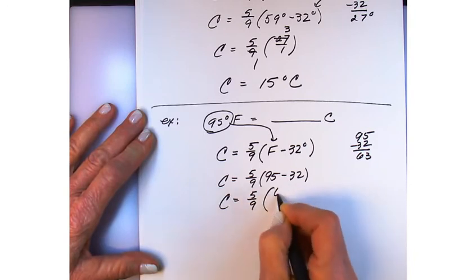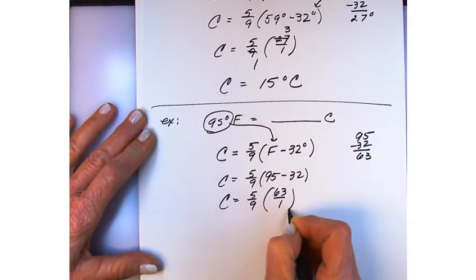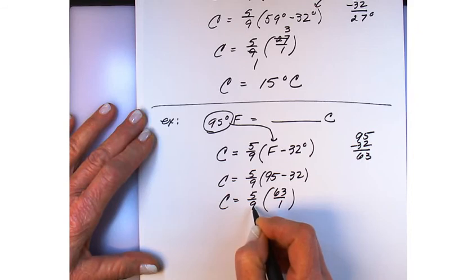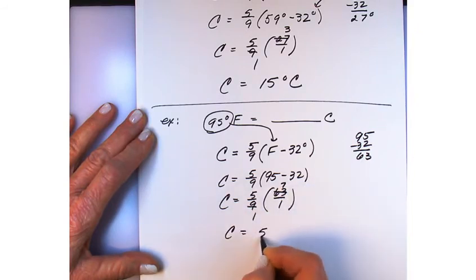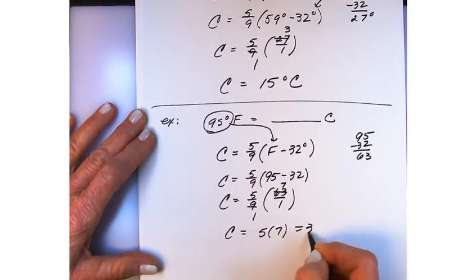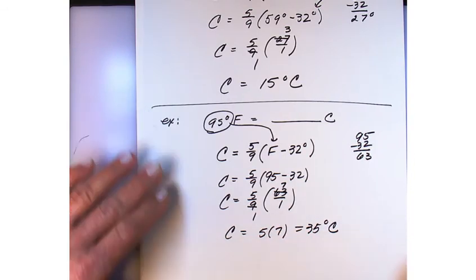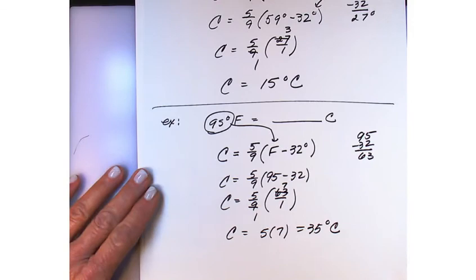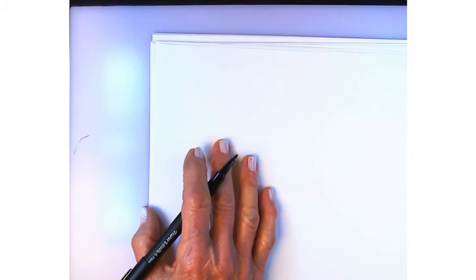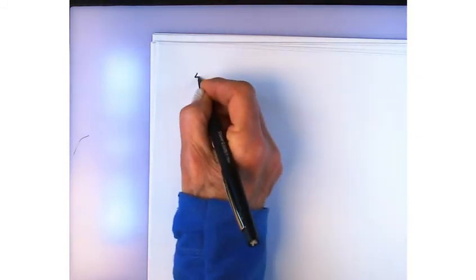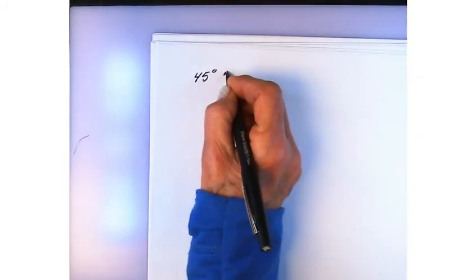That gave me 63. Are you with me? 9 goes into 63 7 times. 5 times 7 is 35 degrees Celsius. Okay? And let's do one more. And you'll have 4 examples, 2 of each kind. You want to redo those first and then do some that are in the book.